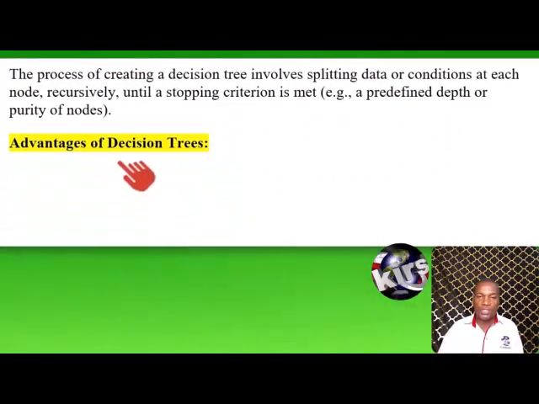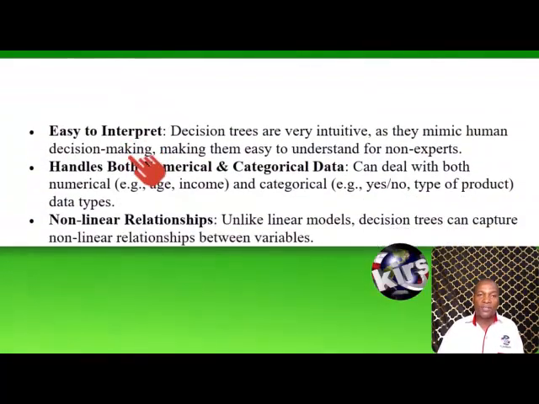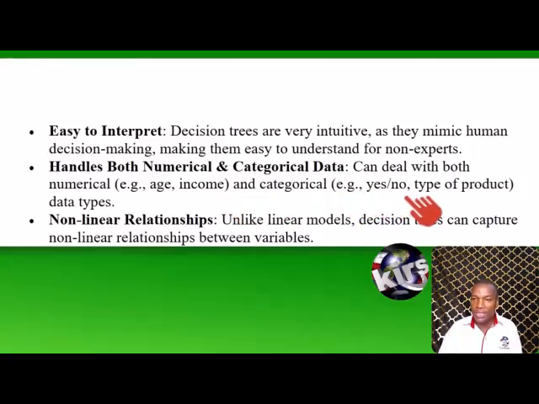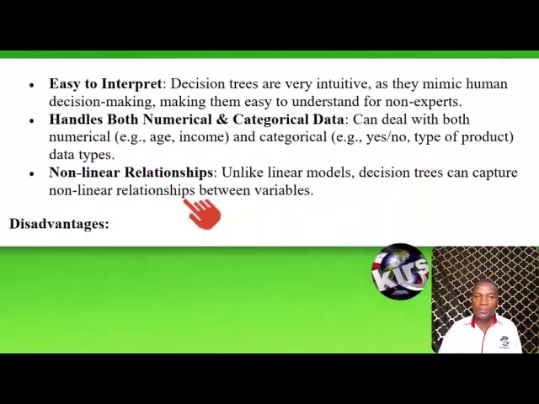What are the advantages of decision trees? One of the advantages is that it's easy to interpret. Decision trees are very intuitive as they mimic human decision making, making them easy to understand for non-experts. Advantage number 2 is that both numerical and categorical data can be represented, with numerical, e.g. age, income, and categorical, e.g. yes, no type of product data types. The other advantage is that we have non-linear relationships. Unlike linear models, decision trees can capture non-linear relationships between variables.